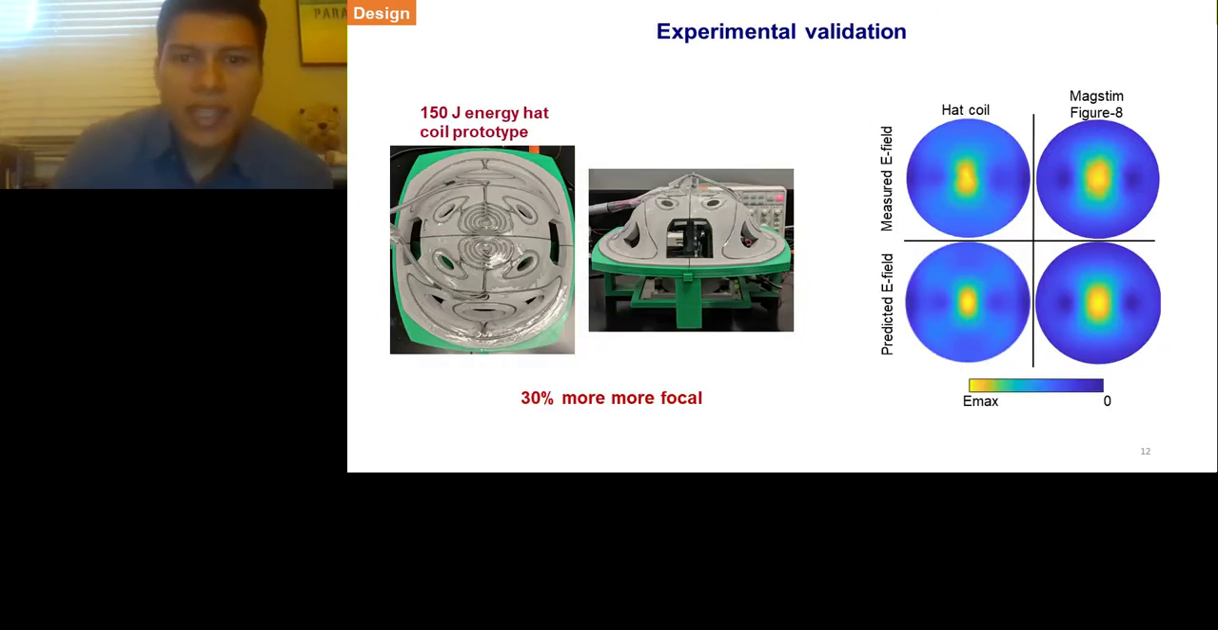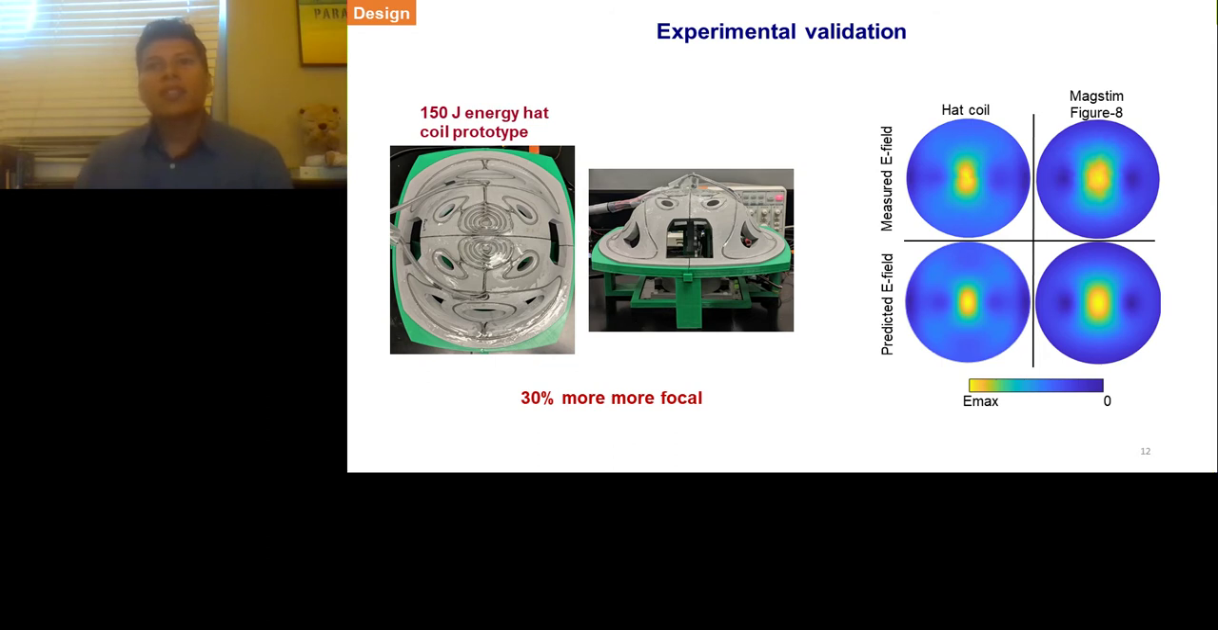So once we had our design, we built one to match the depth of a standard commercial figure-8 coil. And the way we built it is we 3D printed a former with grooves where the windings reside, and then we wound 2 layers of Litz wire and measured the electric fields using an electric field probe we developed in-house.